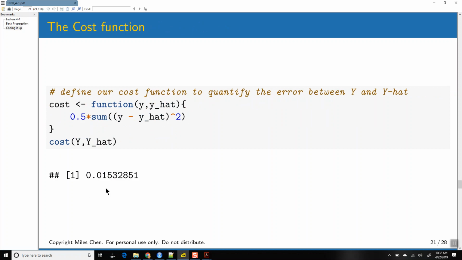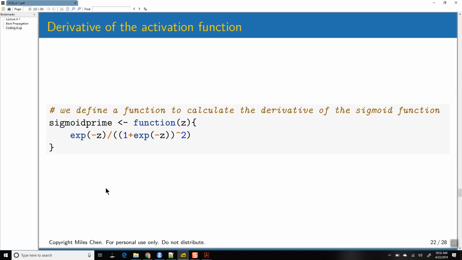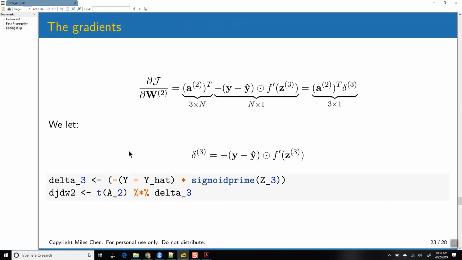And then we need to figure out what our gradients are. So to get our gradient, I write a function for sigmoid prime, which is on an earlier slide somewhere, and it's e to the negative z over 1 plus e to the negative z, squared. So this is just directly from what we found in the math. Okay? And now we code up our gradients.